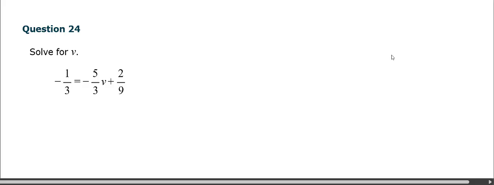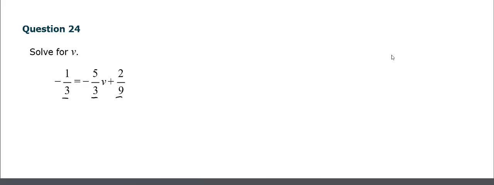Okay, so one more example. We have negative 1/3 equaling negative 5/3 v plus 2/9. So remember, when you have fractions in an equation, we want to clear the fractions by multiplying each term by the common denominator. So the common denominator of 3, 3, and 9 would be 9. But remember, as long as we use a number that 3, 3, and 9 all divide into, that's fine.